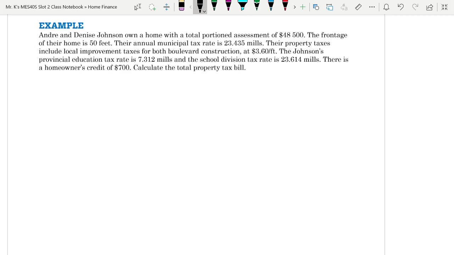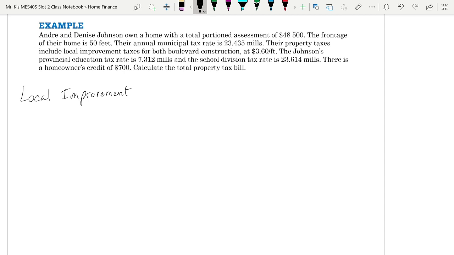Okay, so anyway, let's calculate the total property bill. Let's start with the one that we just talked about, local improvement. Let's do the local improvement first. Is there an E in improvement before the M-E-N-T? I think there is. Improvement, right? Yes, there is.